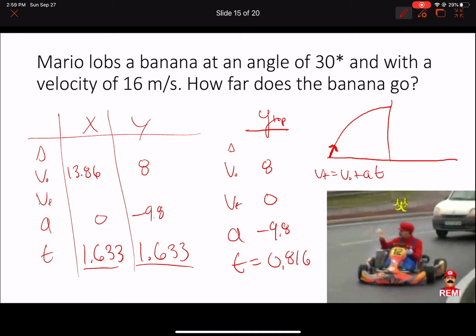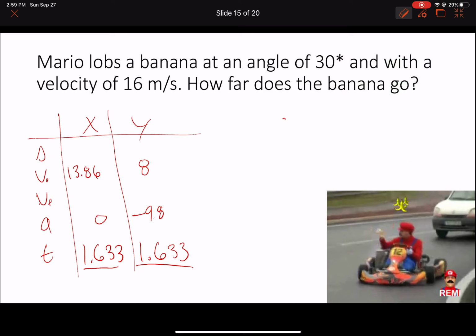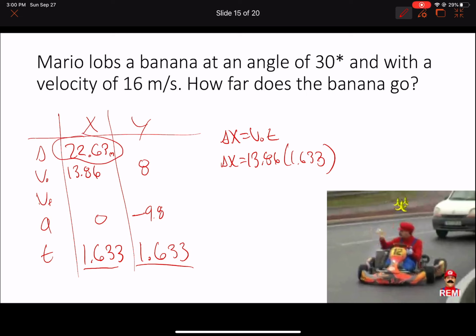And now we can use our other equation on the x side. Delta x is equal to V naught t. Delta x is equal to 13.86 times 1.633. Multiply them in your calculator and you get 22.63 meters. And that's our answer that we want. That's our displacement. So as you can see, it's going to take more thinking. It's going to take more work on this one. So it's going to take more practice for you to get used to it.